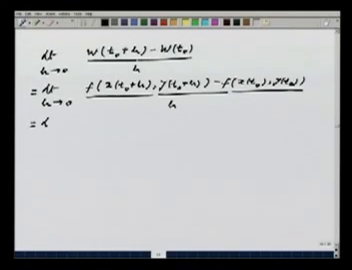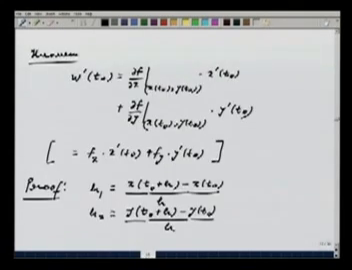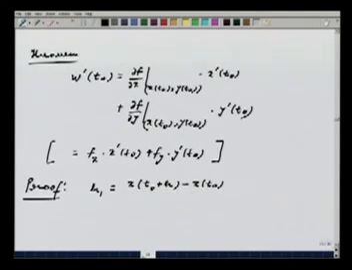So this then is the same as limit h going to 0 of f of... I look at now my definition of h1, that is x(t naught plus h) minus x(t naught), and h2 equals y(t naught plus h) minus y(t naught). I define h1 equal to x(t naught plus h) minus x(t naught), and I define h2 equal to y(t naught plus h) minus y(t naught).